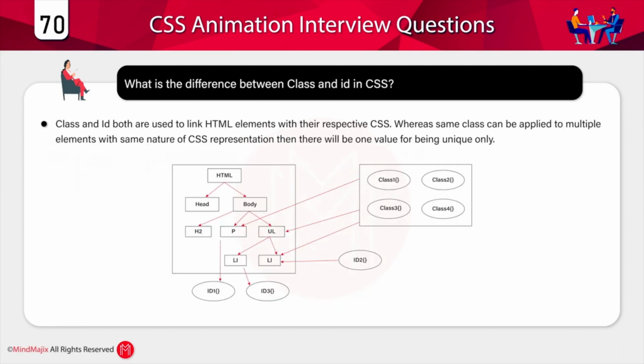What is the difference between class and ID in CSS? Class and ID both are used to link HTML elements with their respective CSS. Whereas the same class can be applied to multiple elements with the same nature of CSS representation, an ID has one value that is unique only. So just go through this, guys.